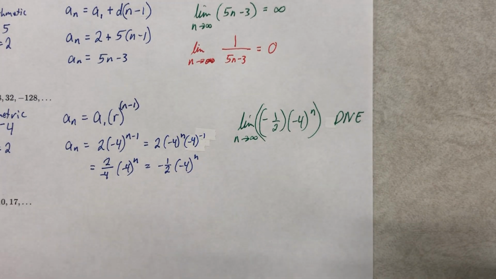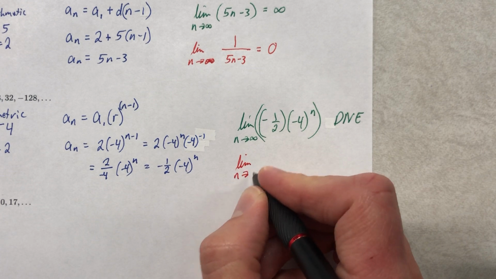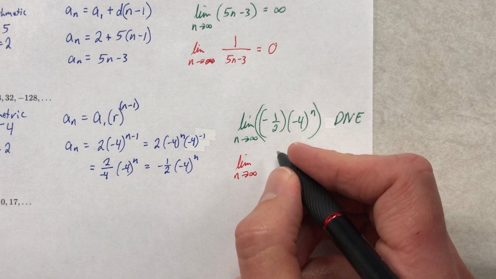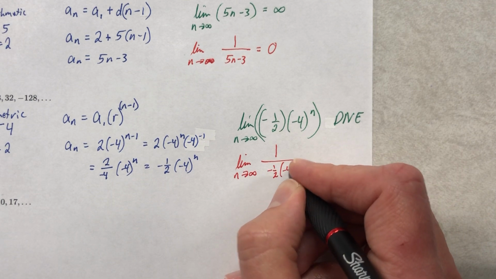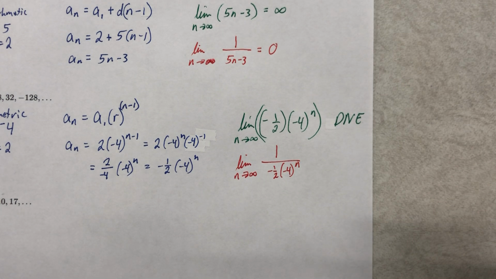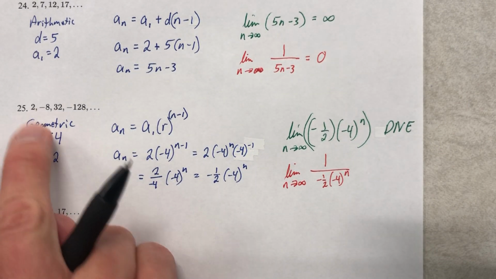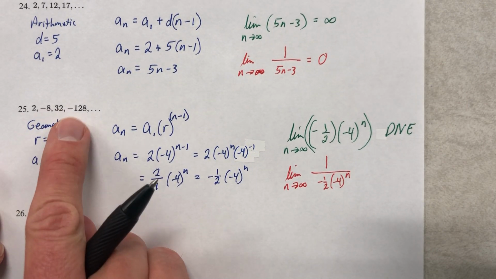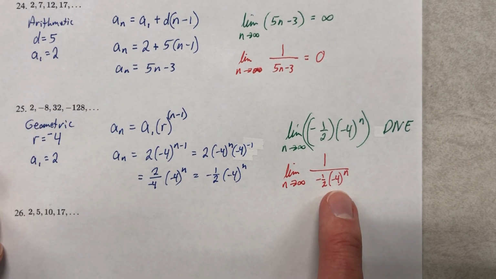All right, let's switch colors and find the limit of the reciprocal. This is going to start going a little bit faster because you've seen this idea before. So 1 over negative 1/2 times negative 4 to the n. Okay, so now the question is, if I divided each of these, if I said 1 over 2, 1 over negative 8, 1 over 32, 1 over negative 128, what's happening to my numbers? That's essentially what this is saying.